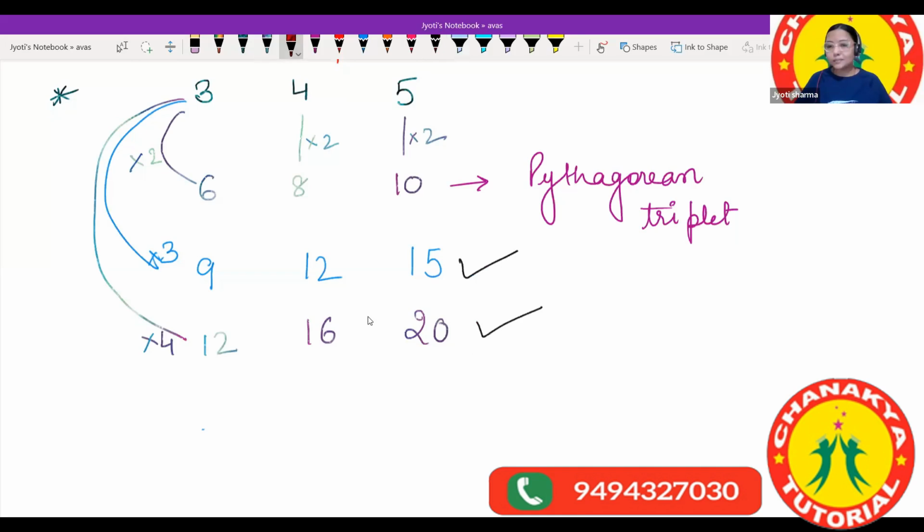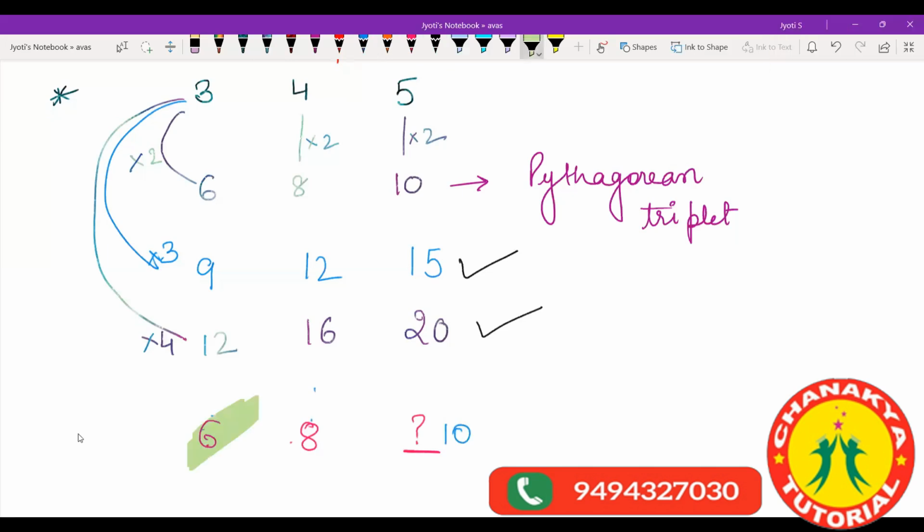Yes. In fact, let's say I am giving you two numbers of a Pythagorean triplet, 6 and 8. What is the missing one? Now, if you know the basic Pythagorean triplet 3, 4, 5, this is the multiple of 3, this is the multiple of 5. So without finding, you can say that this is 10.